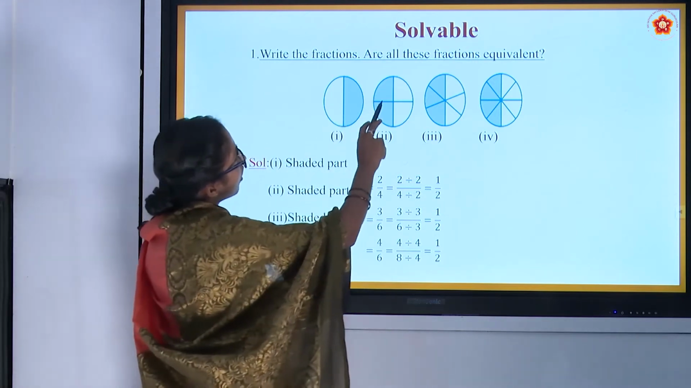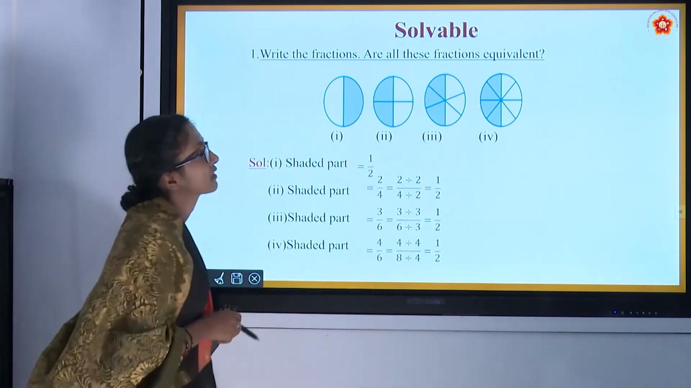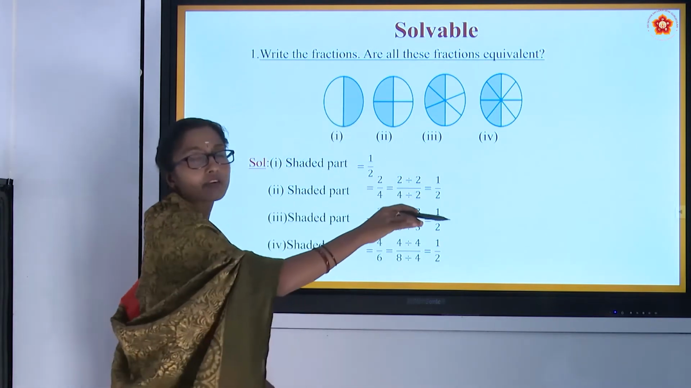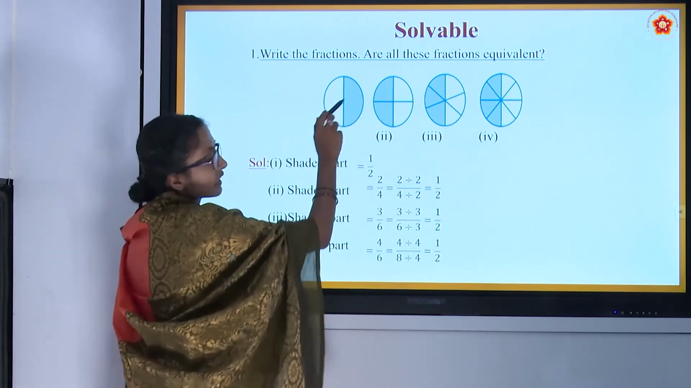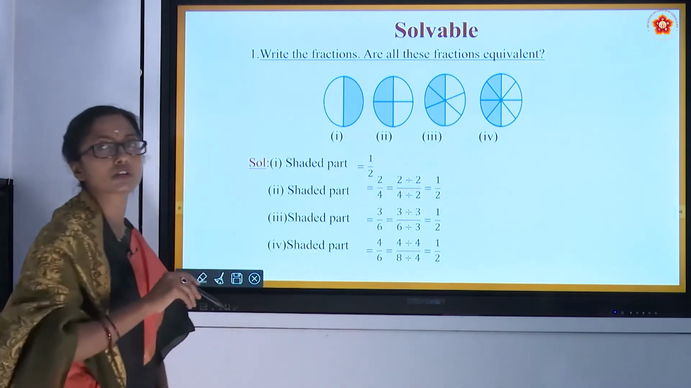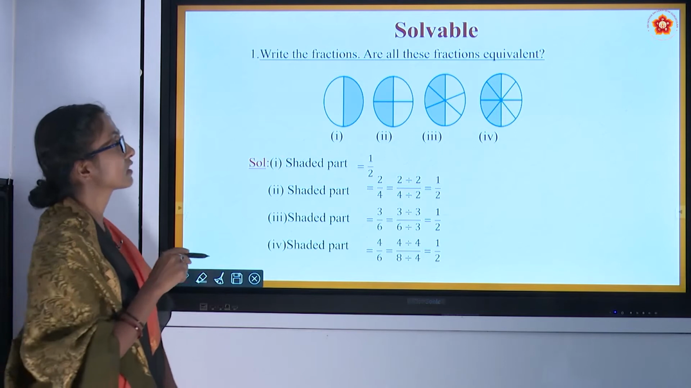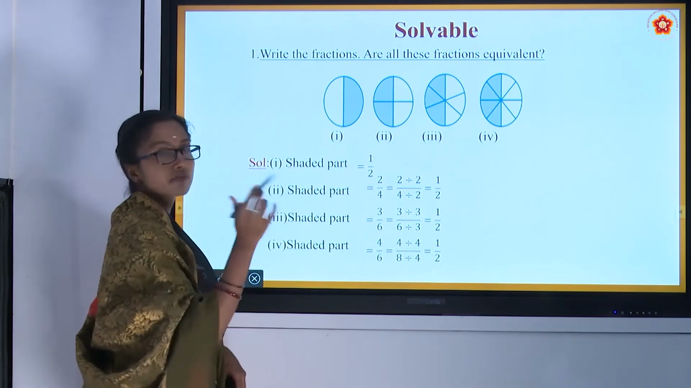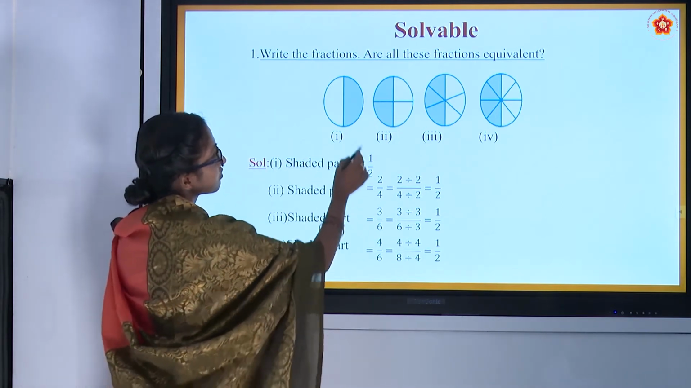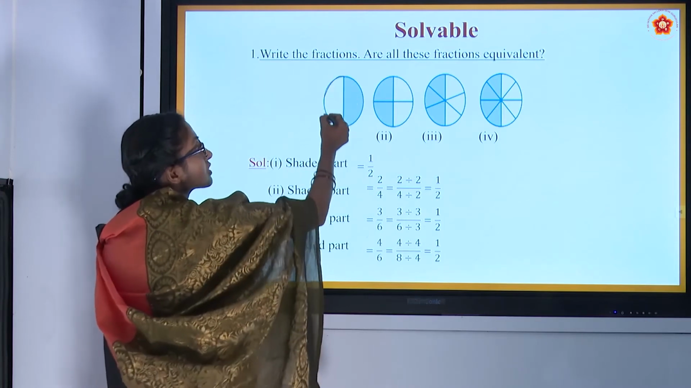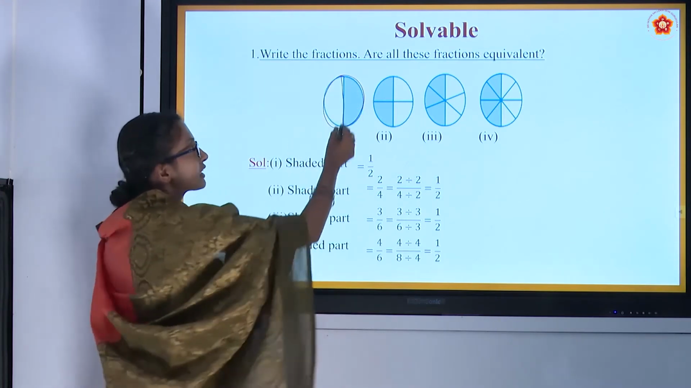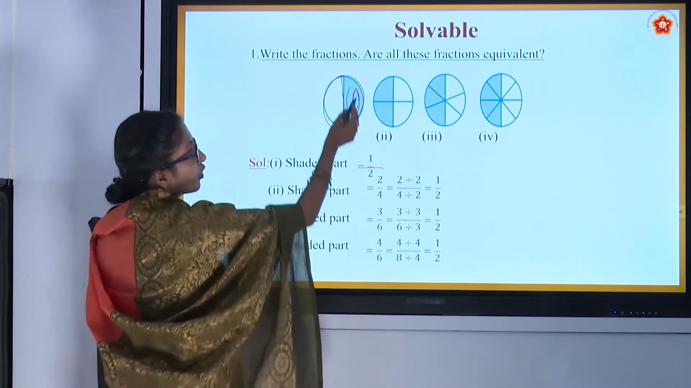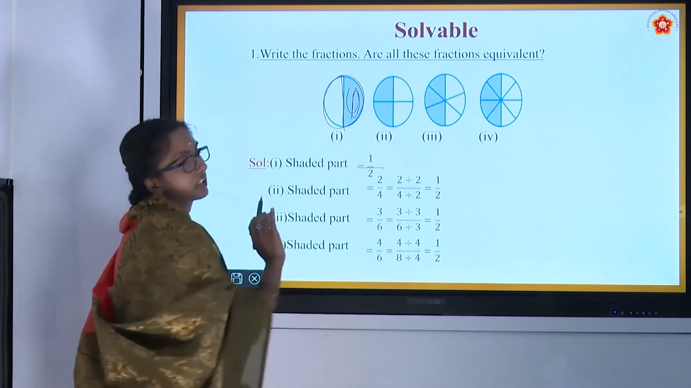Write the fractions. Are all these fractions equivalent? So, there are four figures they have given. In that, they have shaded some parts. Are they equal or not? We'll check. Are they equivalent fractions? Are they divided equally or not? We'll check it. Shaded part. We only need to check whether the shaded part is equal to the first one. 1 by 2, because this whole thing is divided into two parts and only one part is shaded. So, 1 by 2 it is. Whole is 2, shaded part is 1.